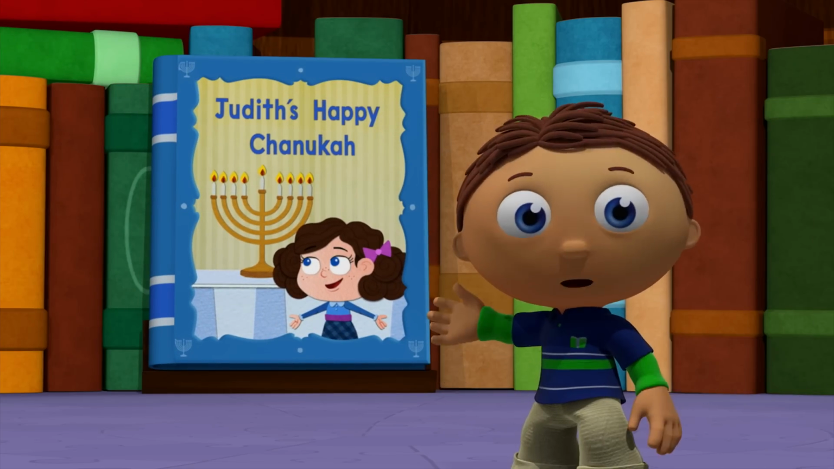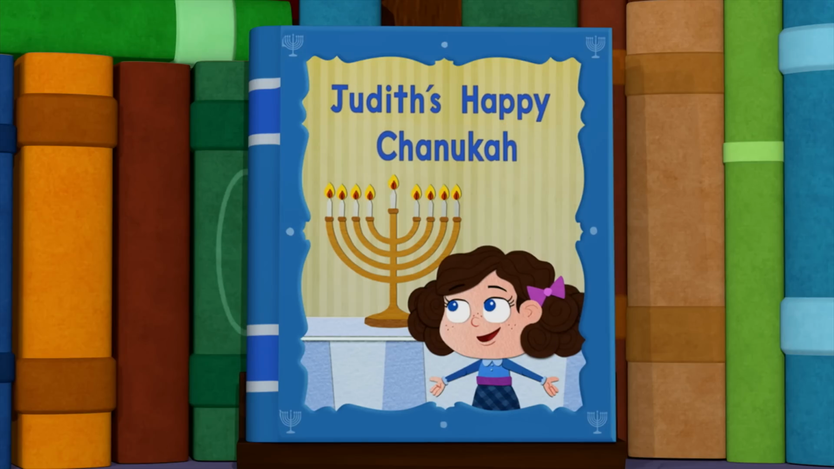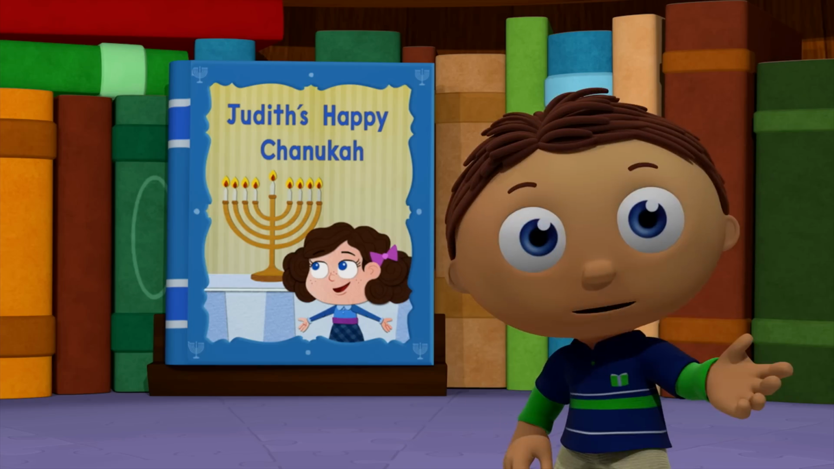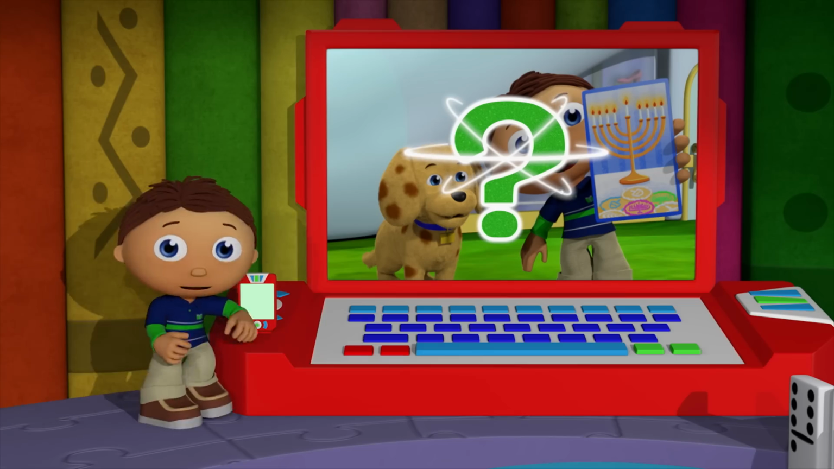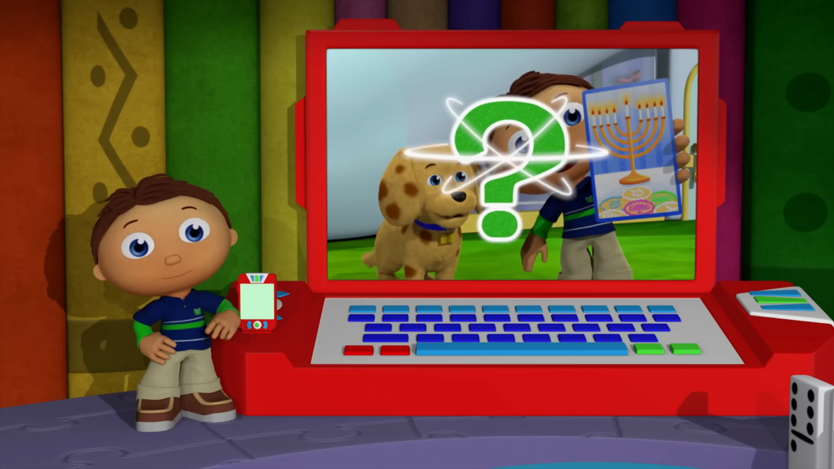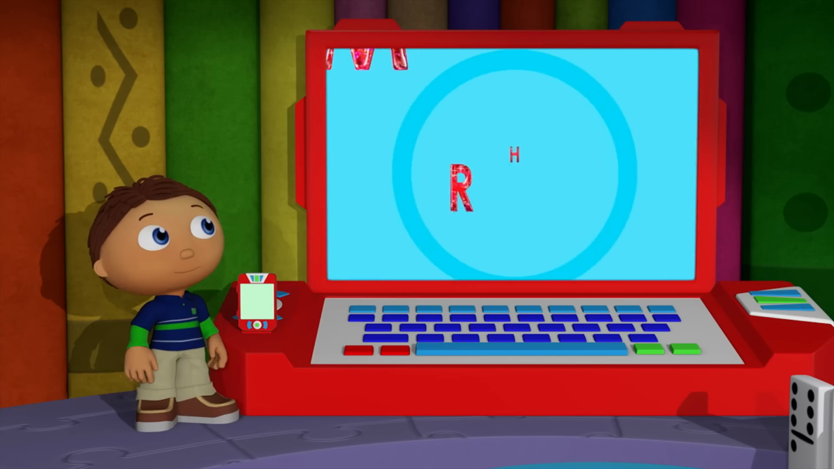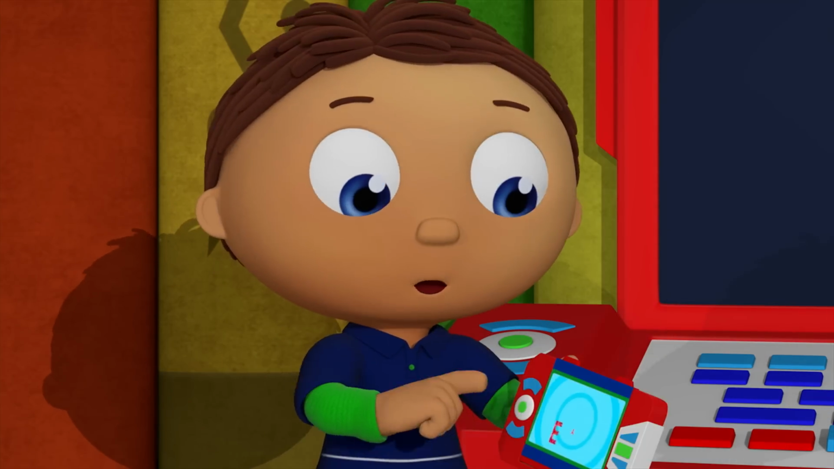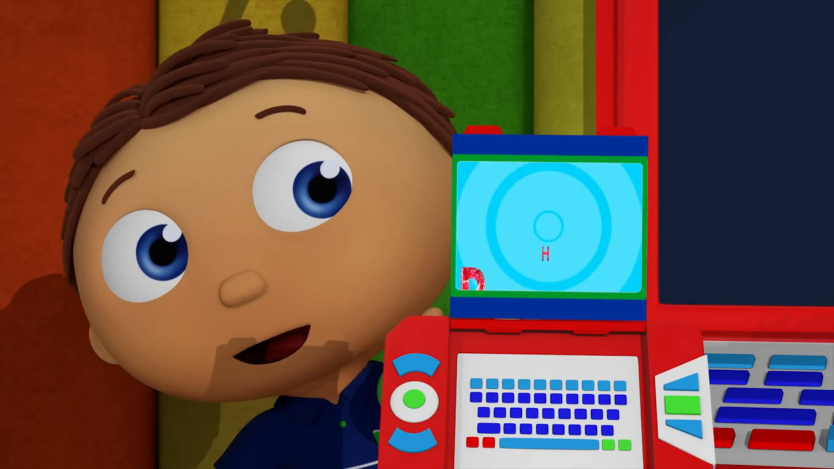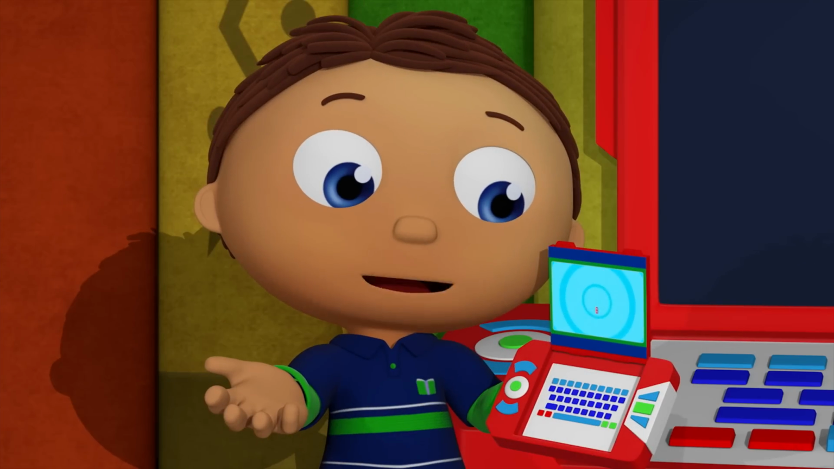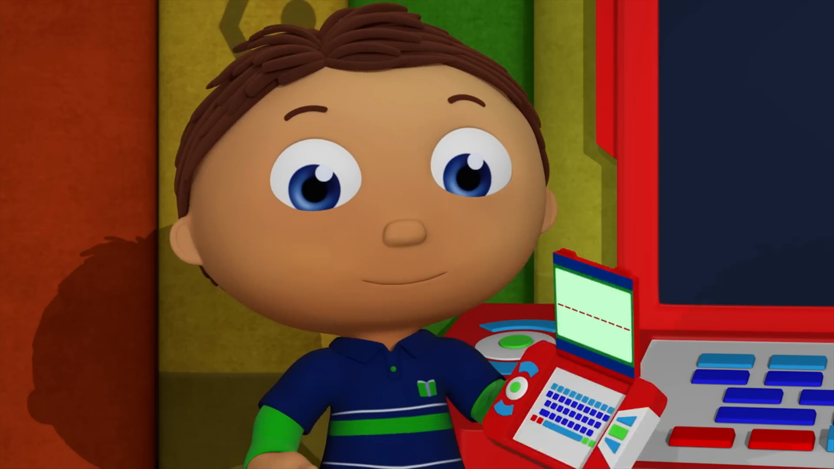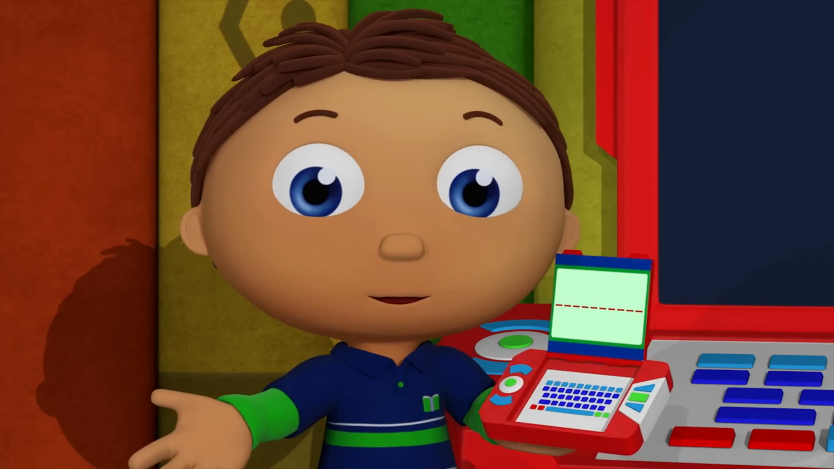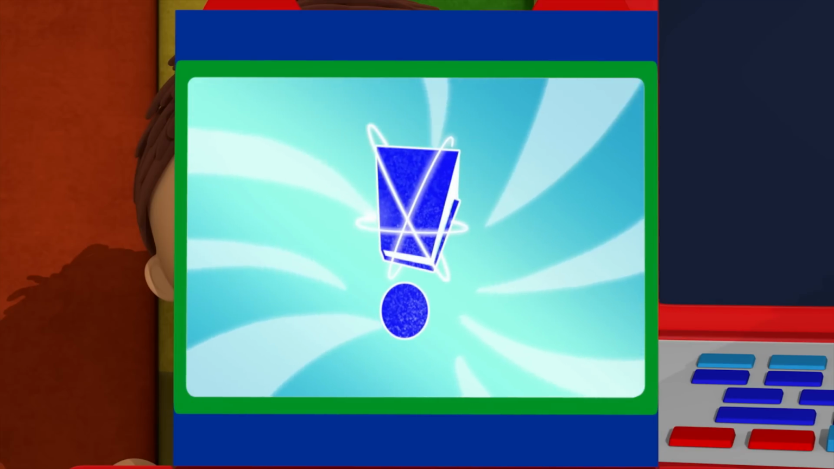Let's read the title of this book. Judith's Happy Hanukkah. We know what to do. We need to jump into this book and find the answer to our question. First, we look for super letters. And then put them into our super duper computer. Super duper computer, how many super letters do we need? In this story, we need 10 super letters. And then we will get our super story answer.